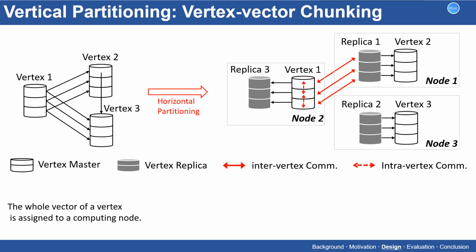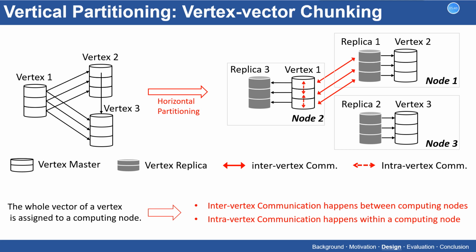Therefore, in horizontal partitioning, the whole vector of a vertex is assigned to a computing node. As a result, inter-vertex communication happens between computing nodes, as shown by the red solid lines. The intra-vertex communication, that is, communication between the elements within the vector, happens within the computing node, as shown by the red dotted lines.